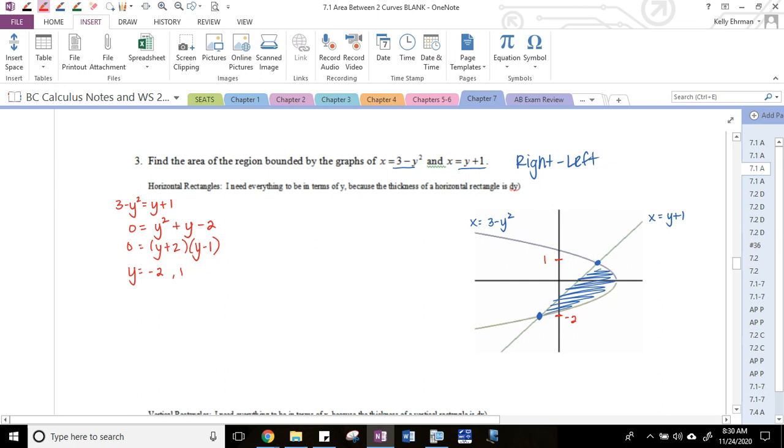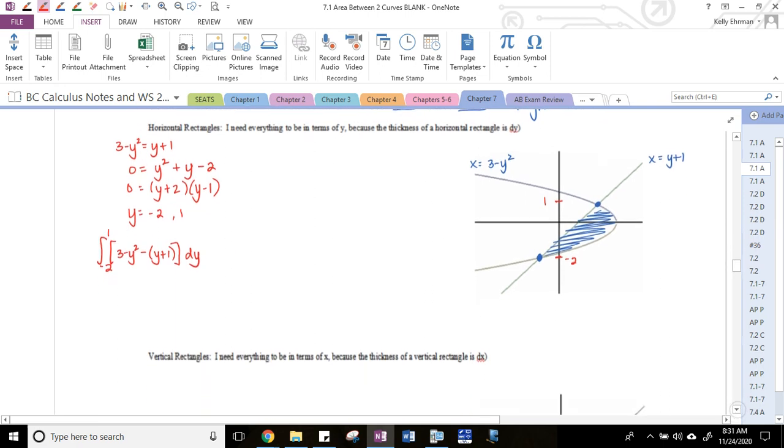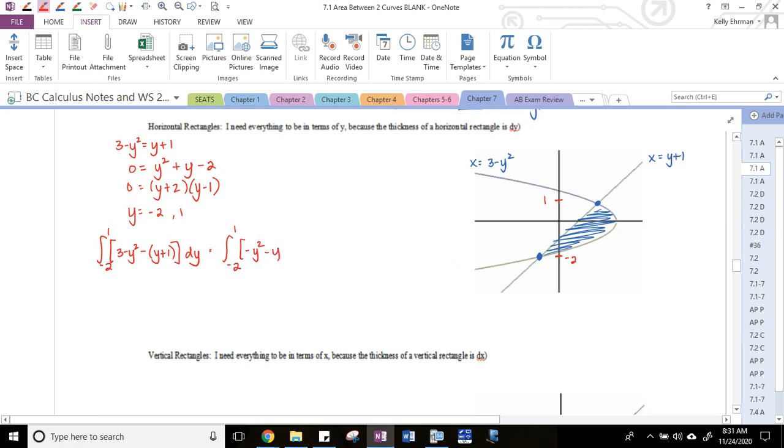All right, so the area is the integral from negative 2 to positive 1 of right minus left, of 3 minus y squared minus parentheses, the line y plus 1, dy, because everything's in terms of y. All right, let's clean that up a bit before we find the antiderivative. So negative y squared minus y, 3 minus 1 is plus 2 dy.